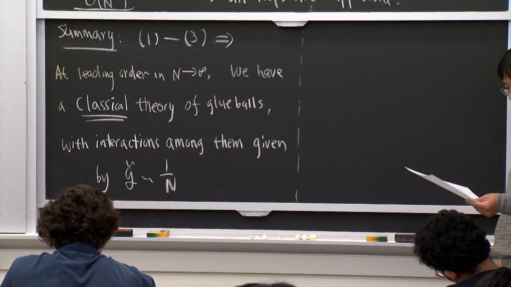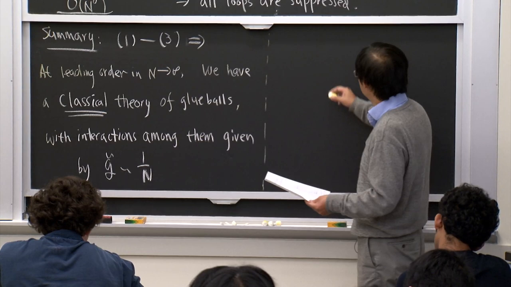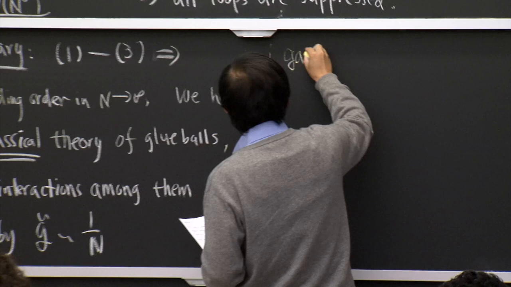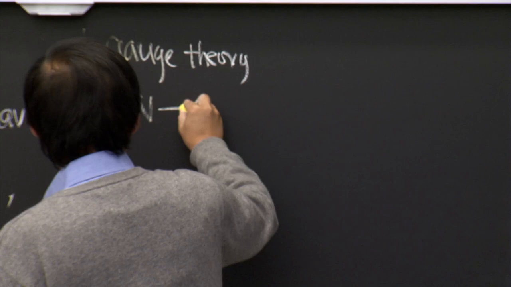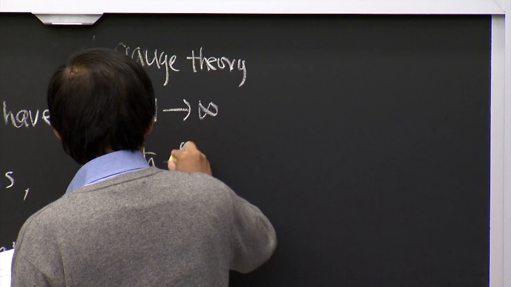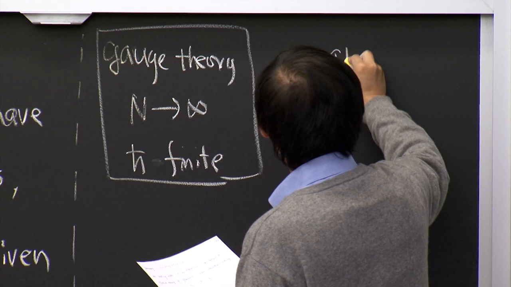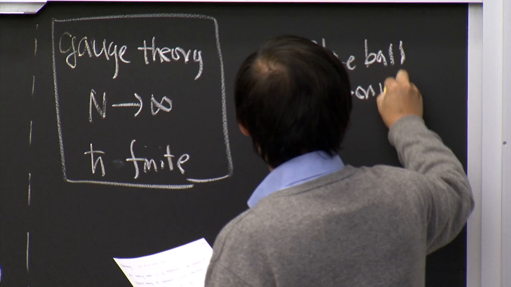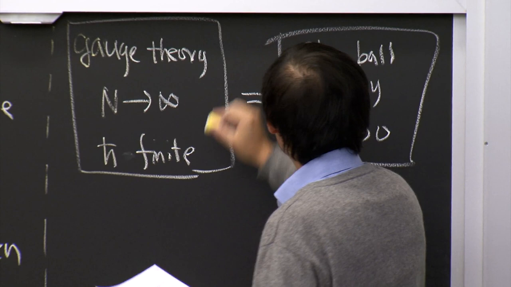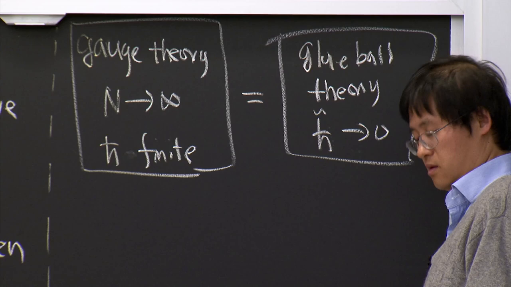So let me elaborate on this statement a little bit more. When we take a gauge theory, for example Yang-Mills theory, say QCD, you take the n to infinity limit, and you take h bar finite. By definition, when we talk about this theory, h bar is always finite. But in the n equal to infinity limit, this is equivalent to a global theory with h bar tilde going to zero. So you get a classical theory, with the effective h bar tilde, which is controlled essentially by 1 over n, going to 0. Okay.